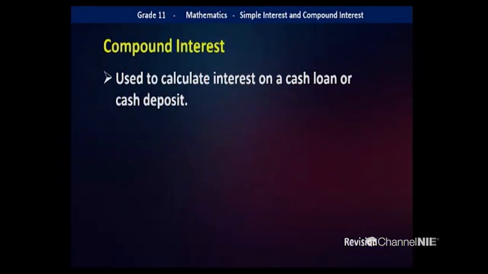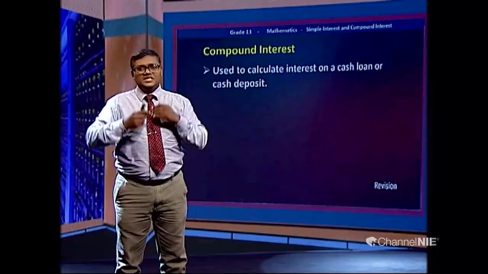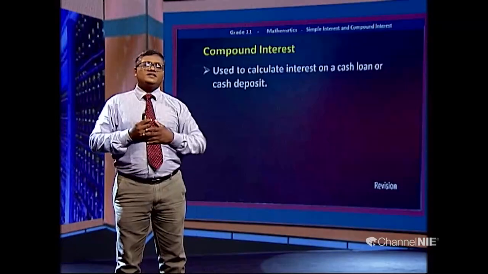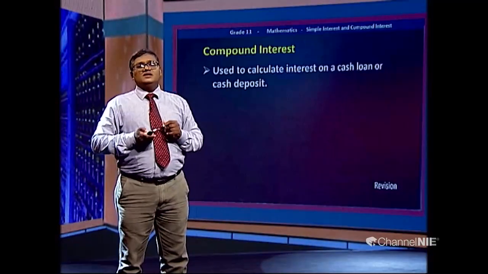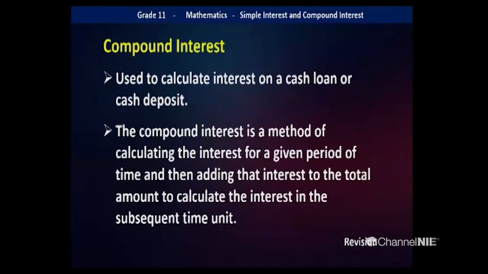It is used to calculate interest on a cash loan or cash deposit. Same story as simple interest. If you get a loan or if we deposit something, both ways we calculate the interest, that extra amount. Then the most important part you have to remember under compound interest is the second definition: compound interest is a method of calculating the interest for a given period of time and then adding that interest to the total amount to calculate the interest in the subsequent time.